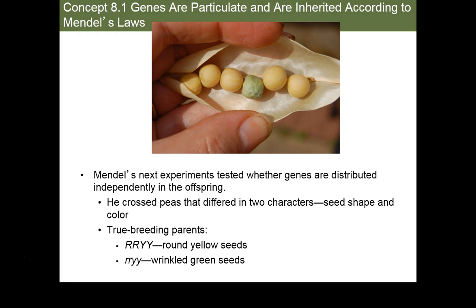Next, Mendel tested whether genes were distributed independently in offspring. To do this, he looked at 2 traits and crossed pea plants that differed in 2 characters, such as seed shape and color. He had true breeding parents: one with big R, big R, big Y, big Y, and the other parent with two little r's and two little y's. Big R, big Y had the phenotype round yellow seeds, while little r, little y had the phenotype wrinkled green seeds.